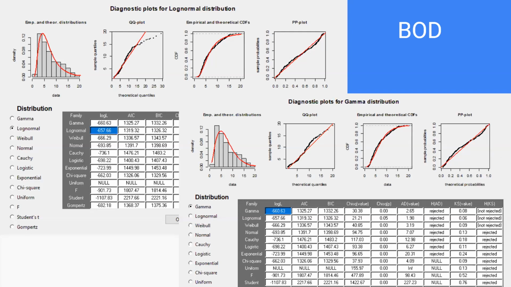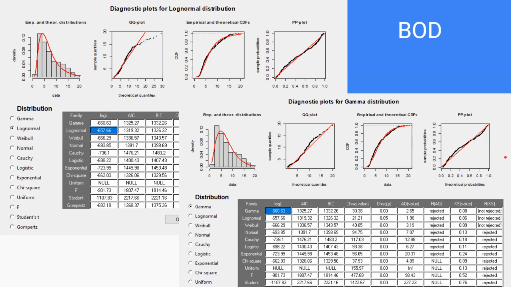And the gamma distribution was the second largest log likelihood value and also has a good QQ plot. Also, by definition, a gamma constitutes the sum of k independent exponentially distributed random variables. And also in the literature, we read that the gamma distribution is widely used in environmental modeling situations. So we decided to stay with the gamma distribution for the BOD.